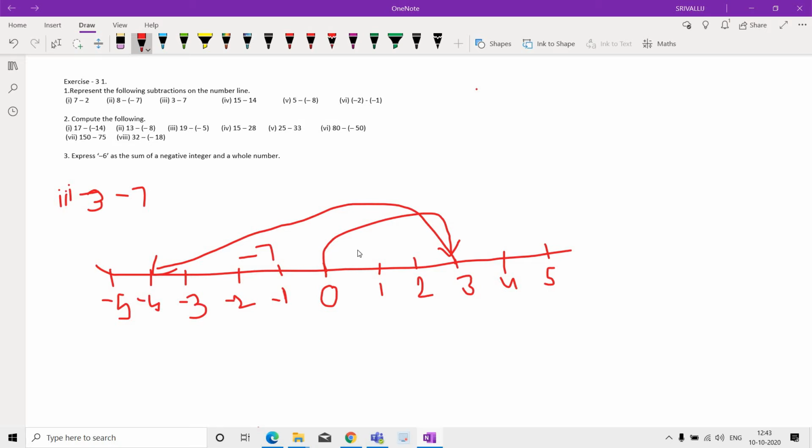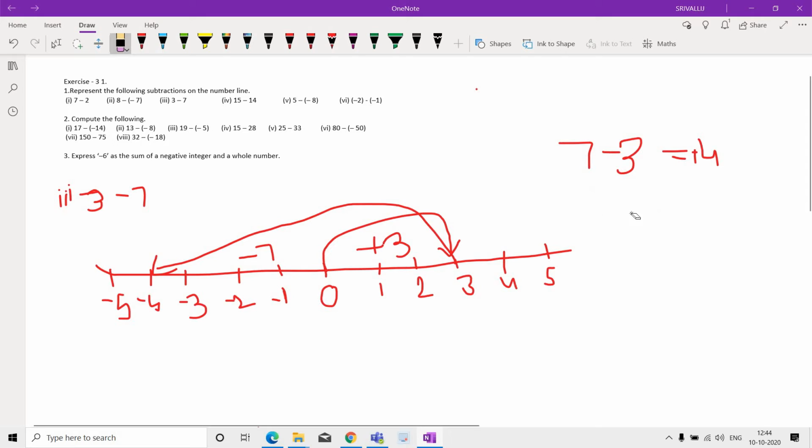See here, if we subtract 7 minus 3, we will get 4, with a minus sign. Or else write this question as plus 3 minus 7. So we will get minus 4.